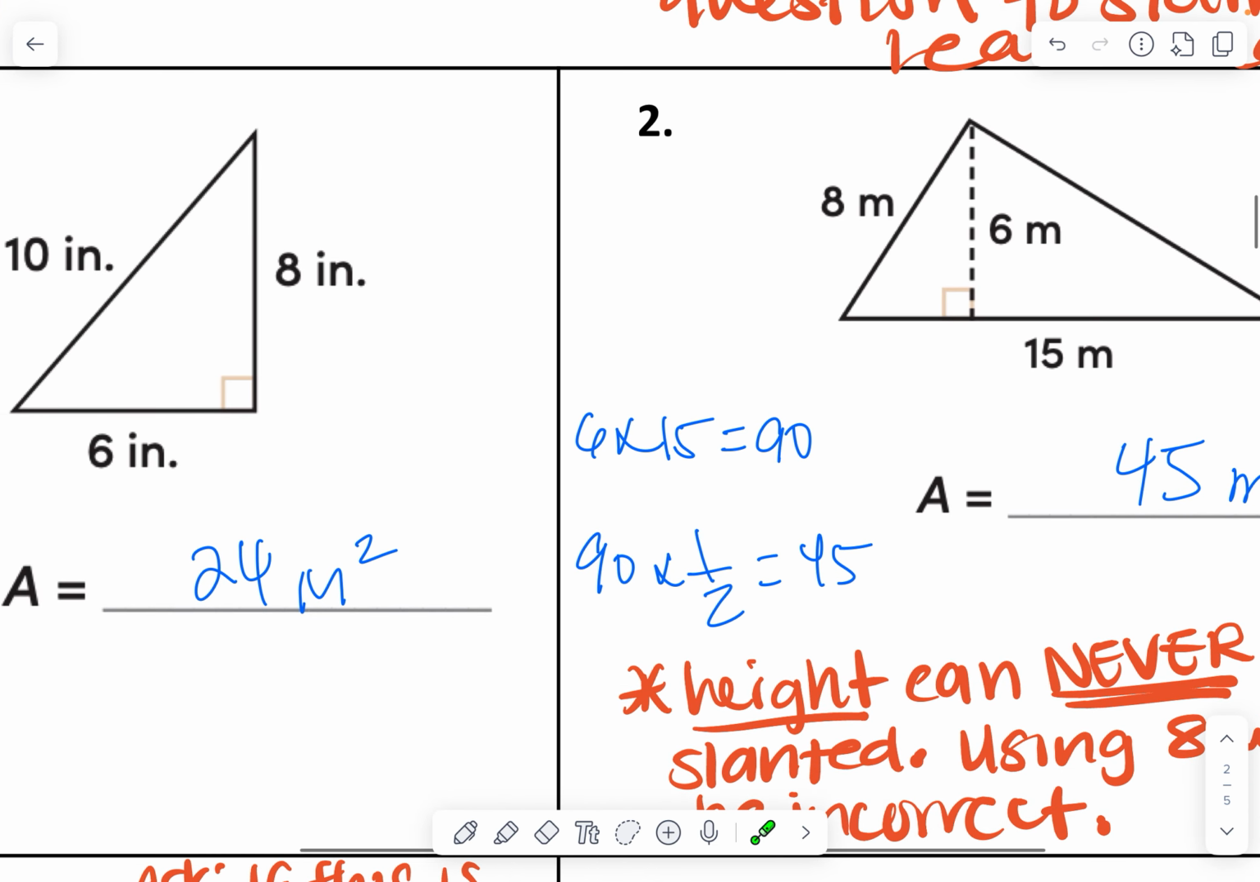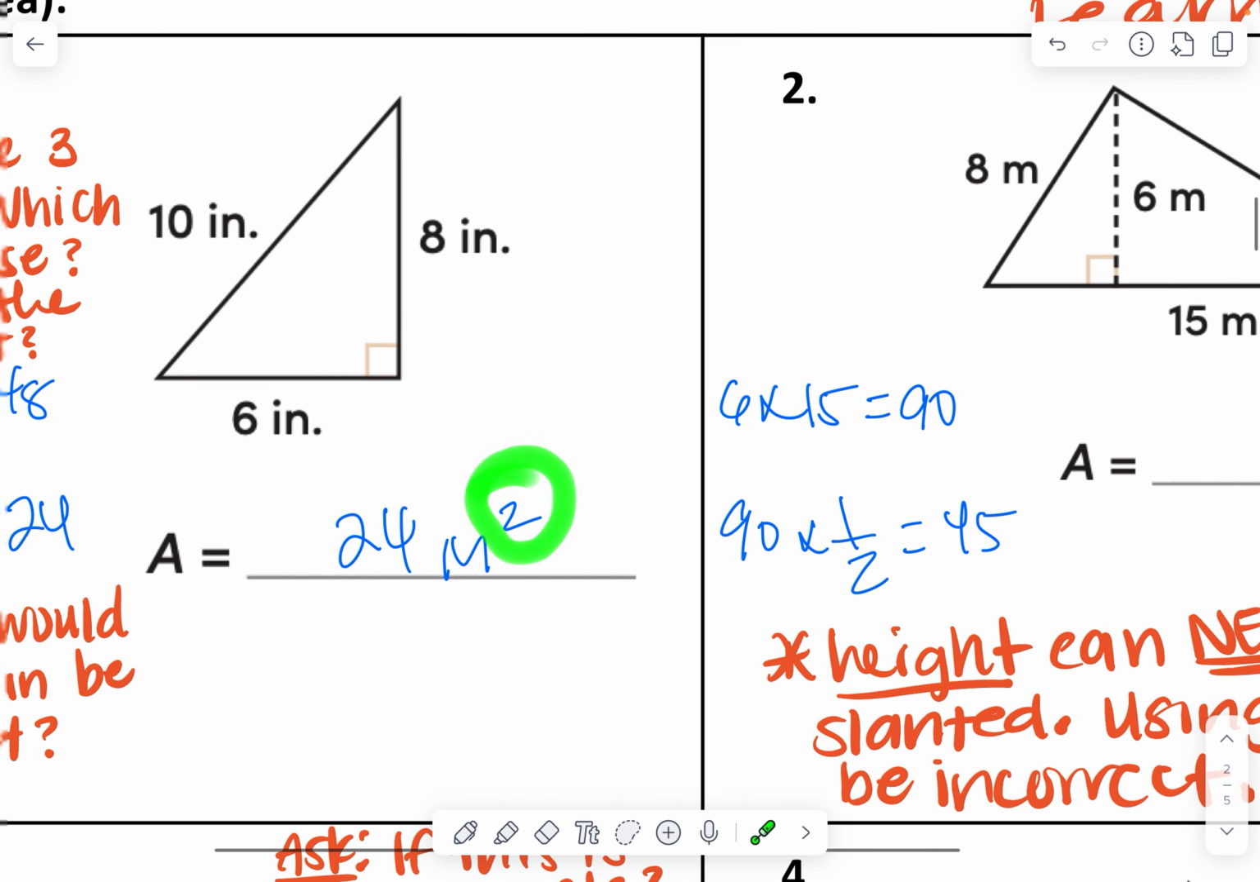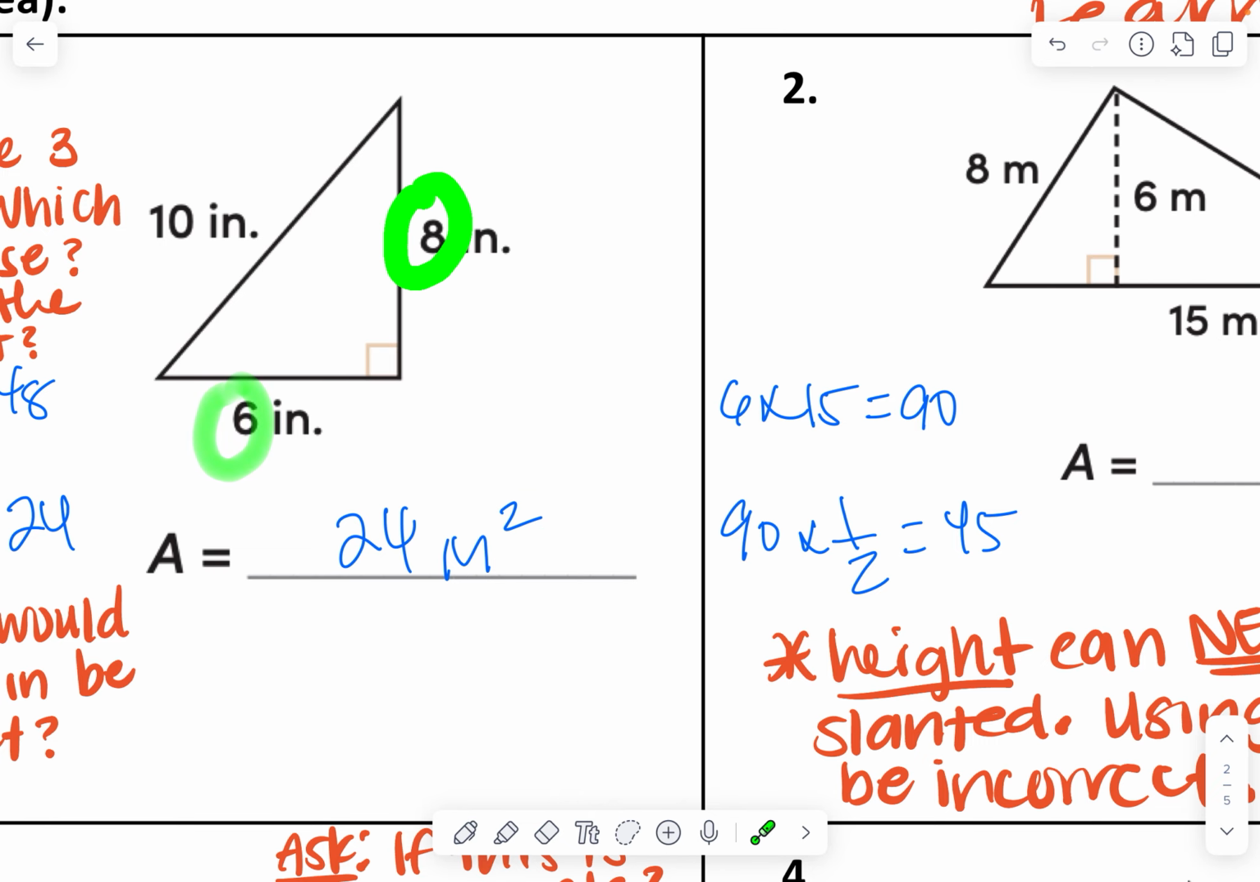Notice that the squared is being carried over because it's supposed to be inches squared, sorry. Notice that the squared is carried over because we're not just multiplying 6 times 8, we're multiplying 6 inches times 8 inches, right? So 6 times 8 is 48, but inches times inches is inches squared.